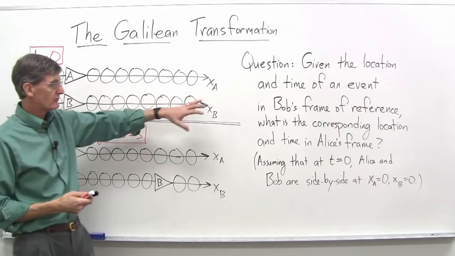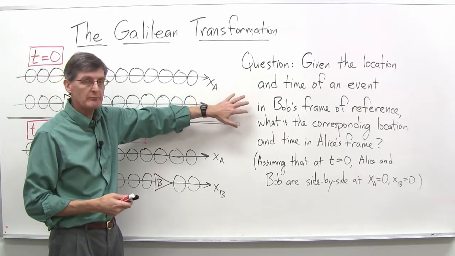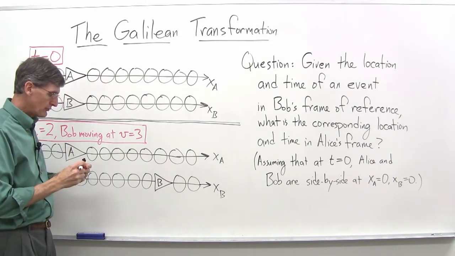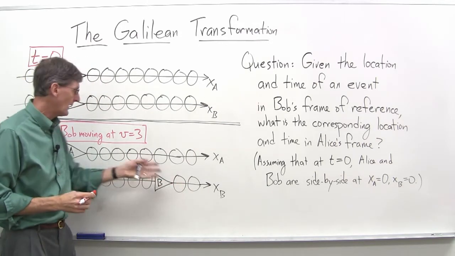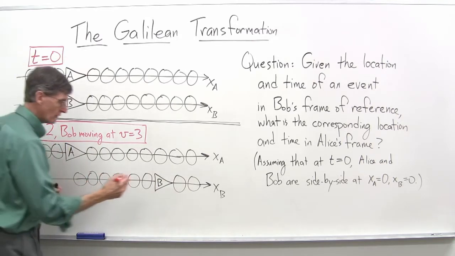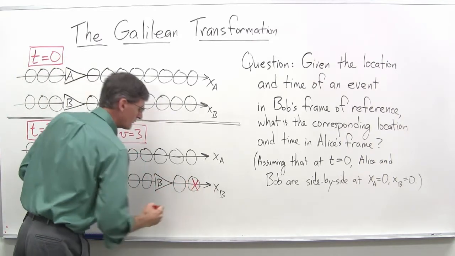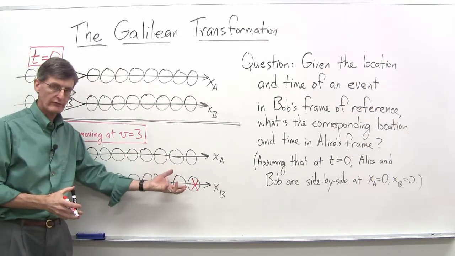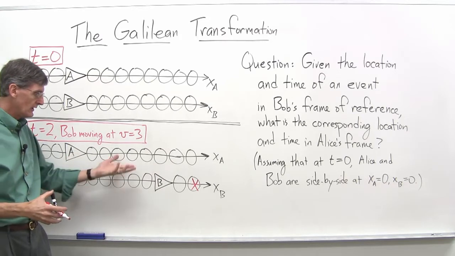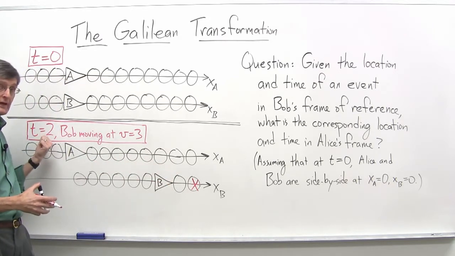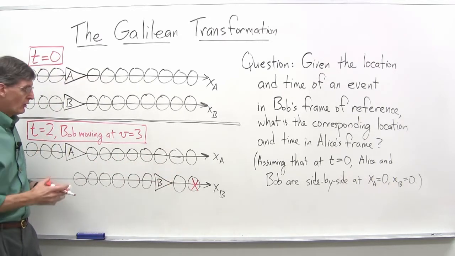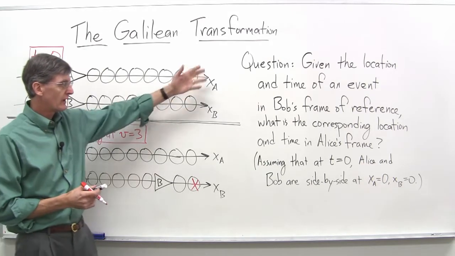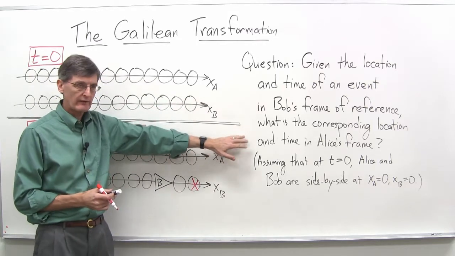Now, again, going back to the question, some location and time of an event in Bob's frame of reference. So let's get an event on here. Let's say at position 2, he sees a flash of light at time t equals 2. So a flash of light occurs right next to his clock there, maybe right in front of him. He takes the photo and says, I saw a flash of light in position 2 at time t equals 2. What would Alice say the position is? What's the location in Alice's frame of reference?